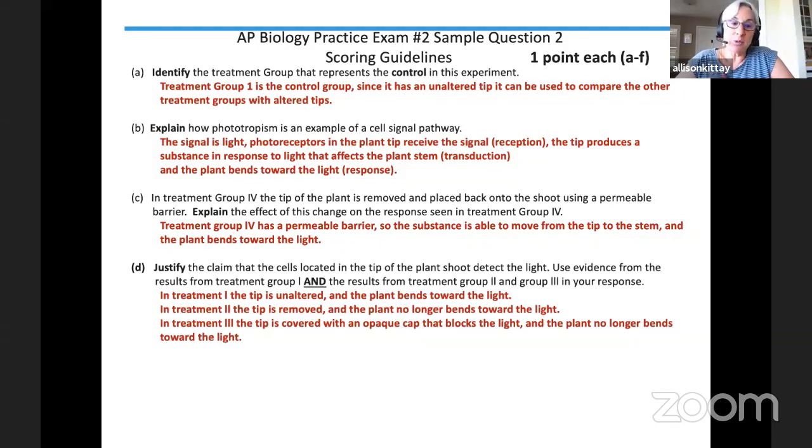In part D, we're going to justify the claim that the cells located at the tip of the plant shoot detect light. And in our response, we're going to use evidence from both treatment group 1, which we've identified as the control, and treatment groups 2 and 3.